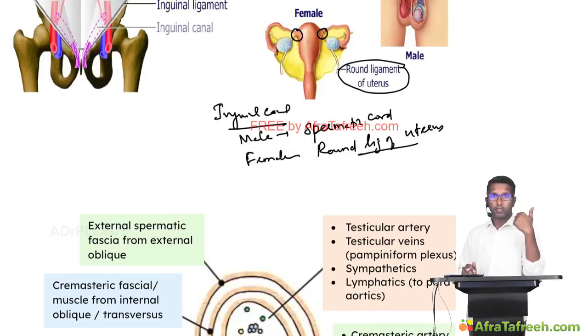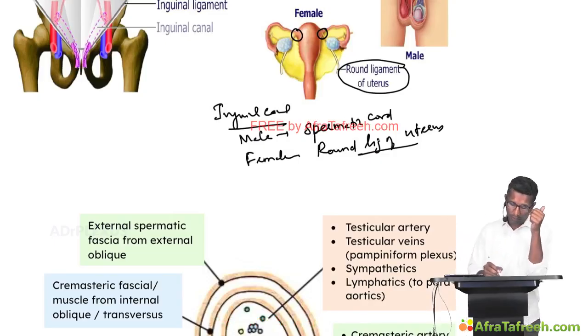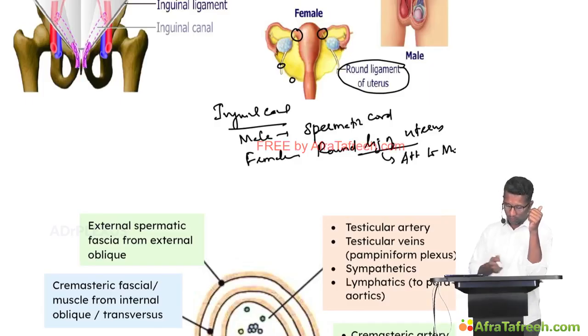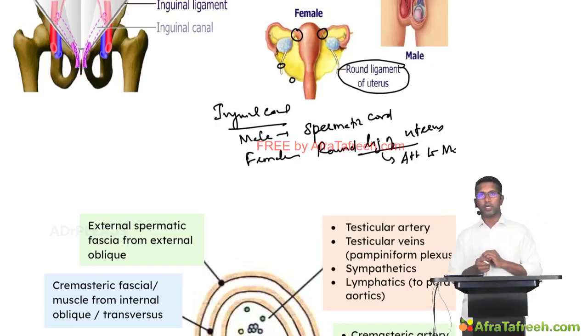It comes out through the deep ring, through the inguinal canal, and finally gets attached to the mons pubis. This is where it is attached. So these are all the contents of the inguinal canal.